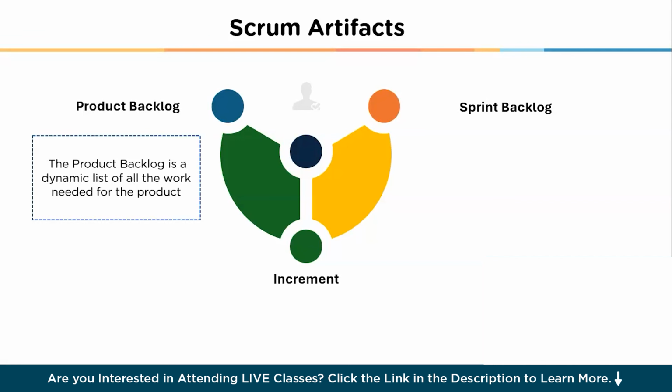The product backlog serves as a single source of truth for the team, providing a clear roadmap of what needs to be done.